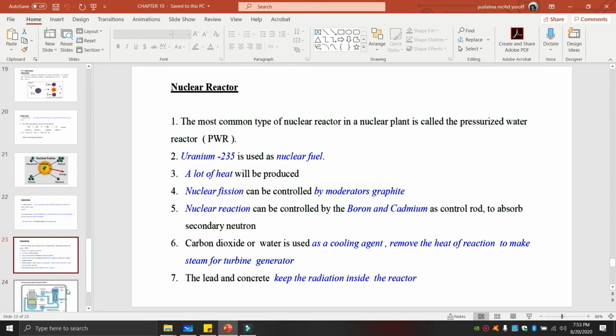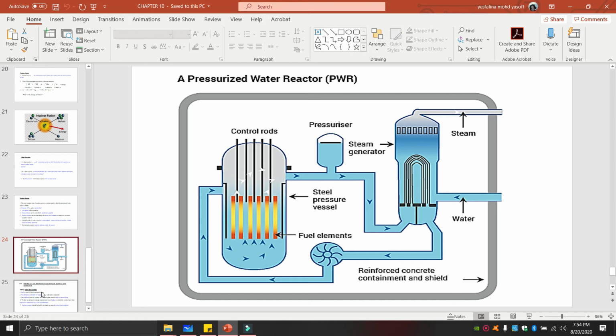Alright, so the next one is a nuclear reactor. So we use a nuclear reactor to produce energy. Actually, Japan has a nuclear reactor to produce nuclear energy. So that nuclear energy they use to produce electricity. The most common type of nuclear reactor in a nuclear plant is called the pressurized water reactor. So this is the pressurized water reactor.